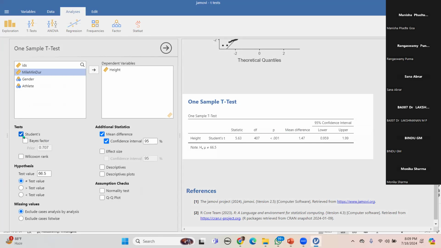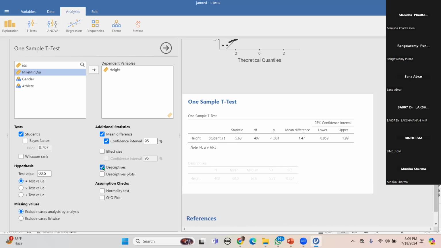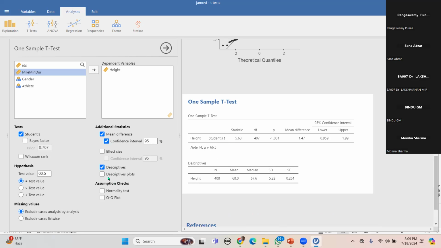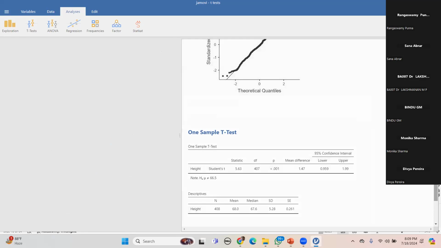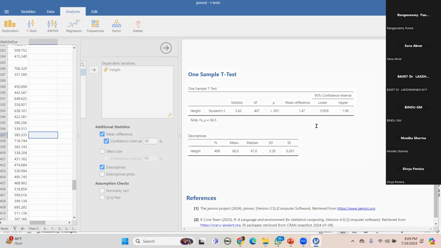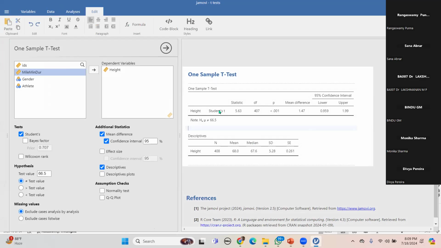Now we have selected t-test. We have selected mean difference. We have selected confidence interval. I'm going to explain one by one. And descriptive statistics for this particular height variable. If you want to prepare descriptive plots, one can prepare it. Now coming to the data interpretation part, we'll go step by step.